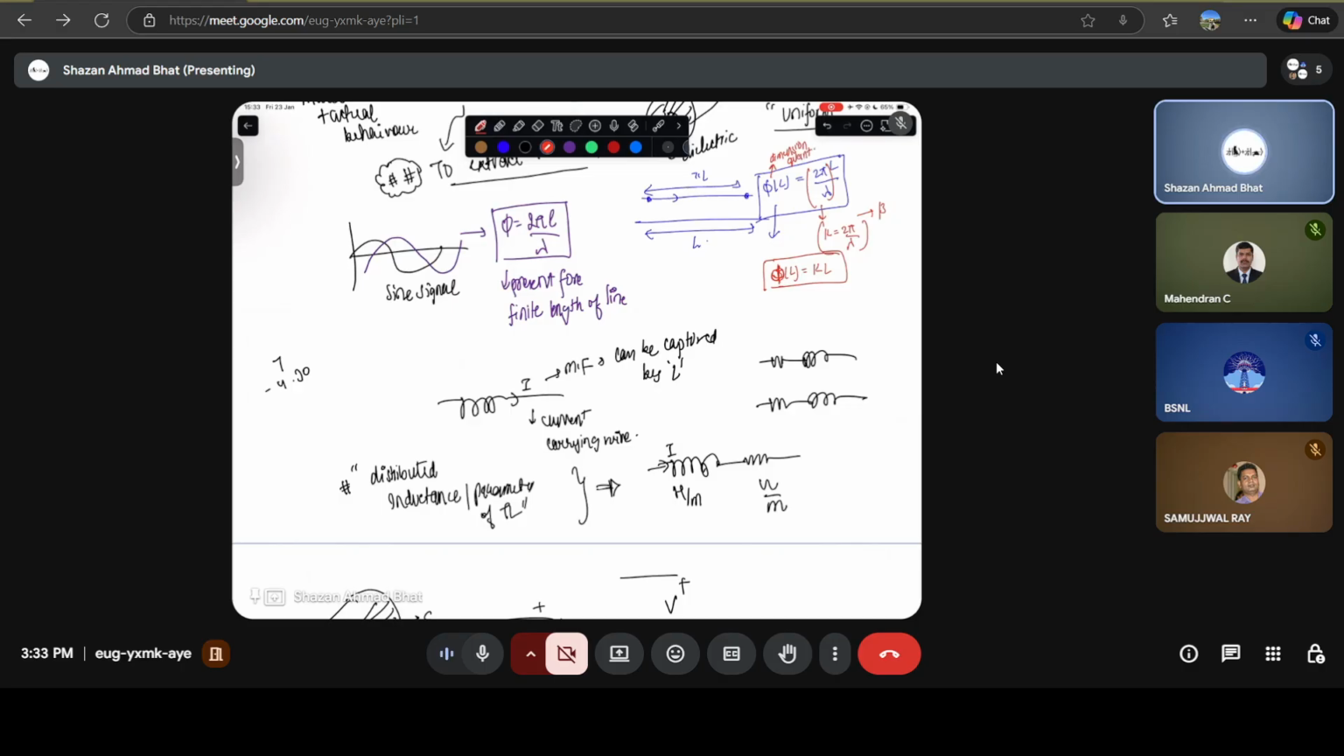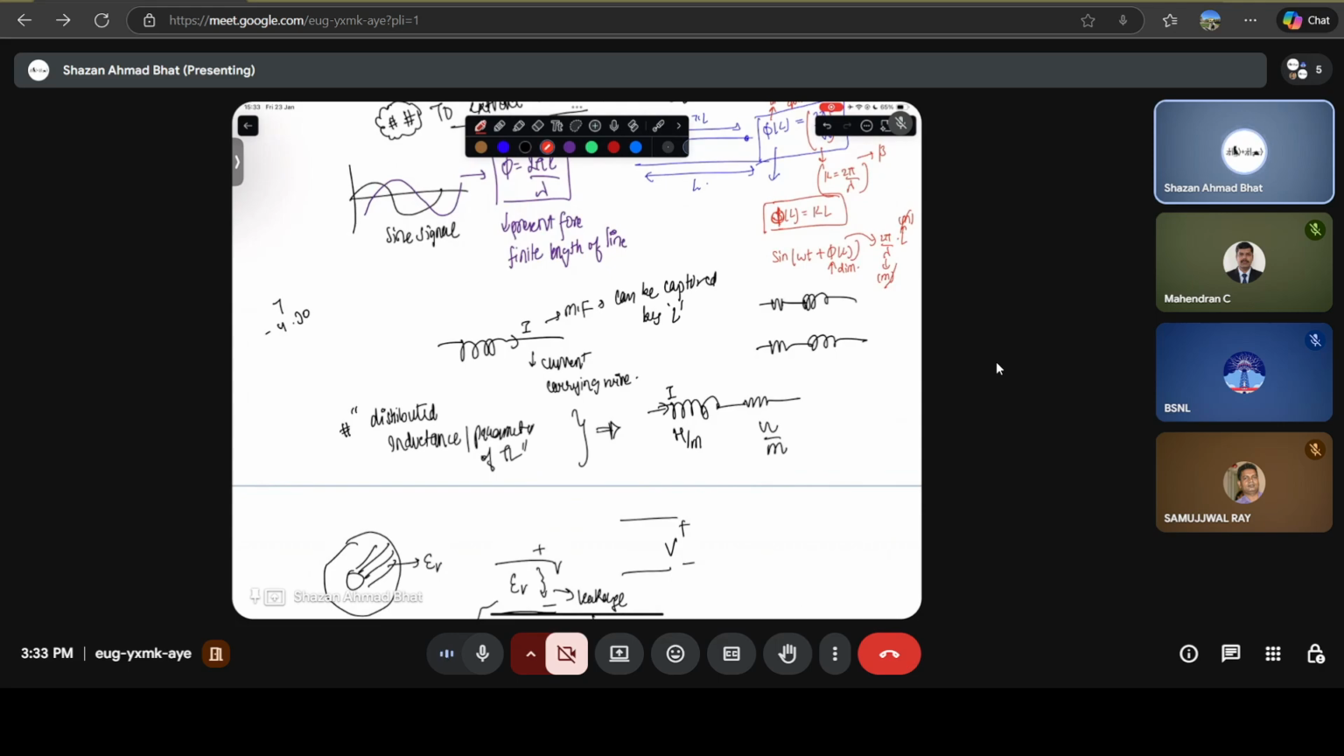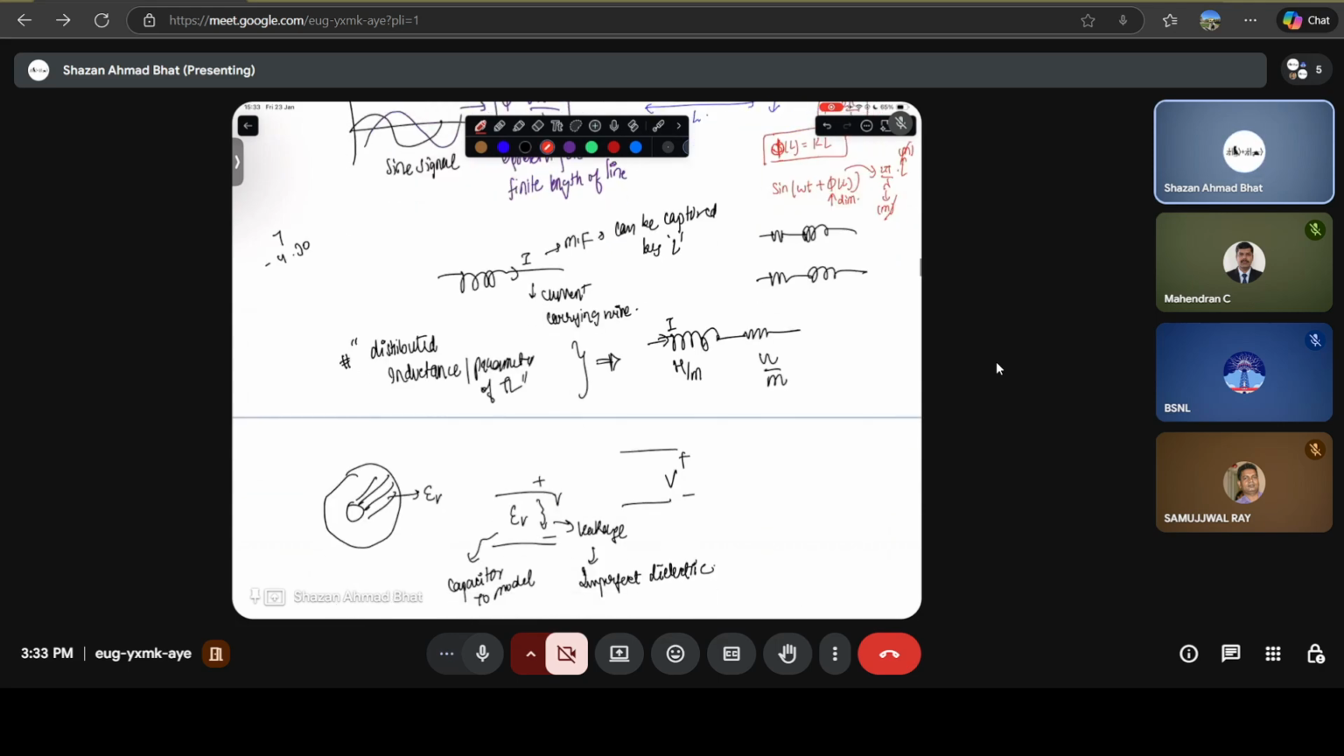Why? Because it's inside the sine. So you have sine of omega t plus phi as a function of L. So this has to be dimensionless. And it is dimensionless because it's 2 pi over lambda times L. The unit of lambda is meter and the unit of L is meter, so this cancels. This is dimensionless.